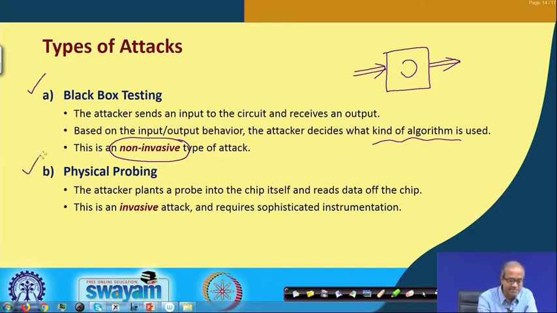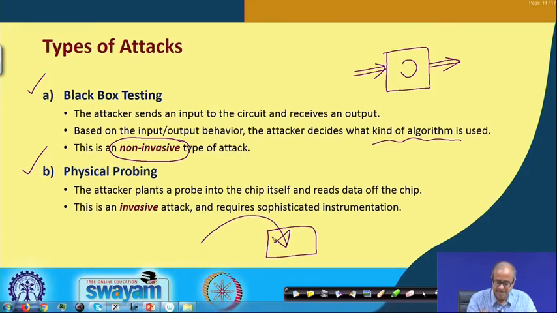Secondly comes physical probing, where I have a device with me and I am actually breaking it open in some way, so that I can probe inside and see what is happening. Maybe I have an IC chip, I am removing the top plastic cover of the IC chip and using a very powerful microscope or some kind of a probe, I am seeing what is there inside the chip. This is called physical probing.